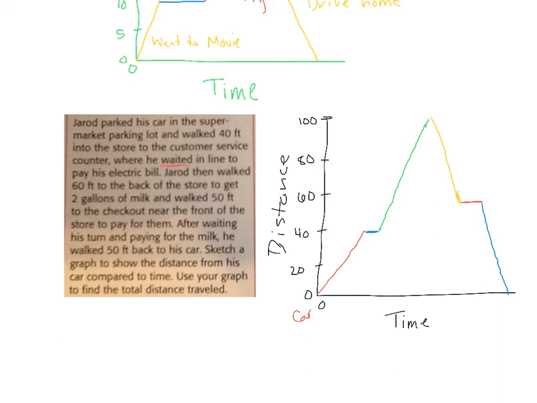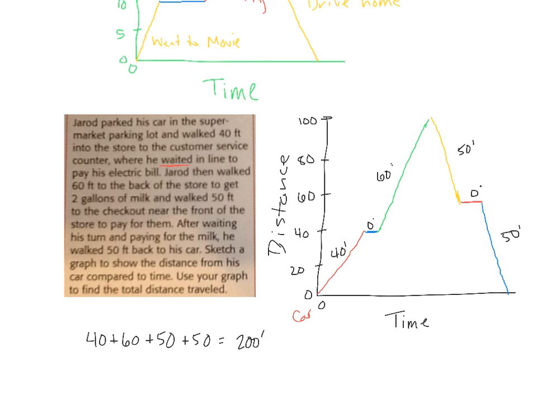Well, we got 40 feet here. This was 0 feet. Then we went from 40 to 100 feet. That's 60 feet. Then he went with his milk to the front, and he had 50 feet. Then we flatlined again. He didn't move at all. And then we went from 50 to 0 feet, so we had 50 feet again. So we add those 40 plus 60 plus 50 plus 50, and that equals 200 feet.